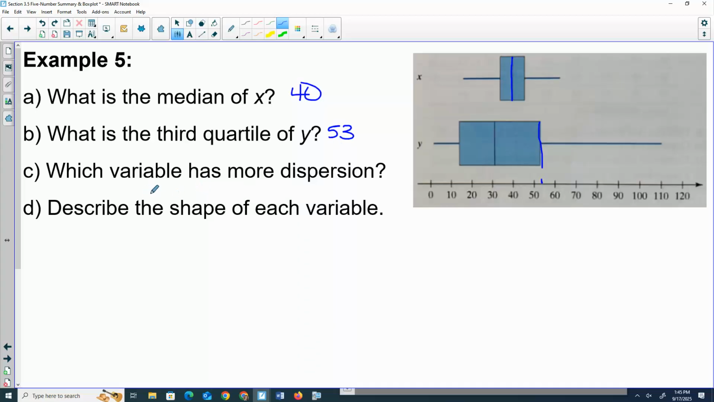Which variable has more dispersion? What does dispersion mean? More spread out. Which one is more spread out? Y. Y for sure. Describe the shape of X. Bell shape, I agree with that. We see the median was the middle of the box, the whiskers are about the same. How about Y? Skew right. Gosh, this is easy. Don't jinx yourself.